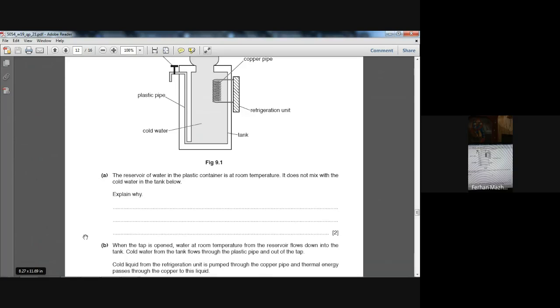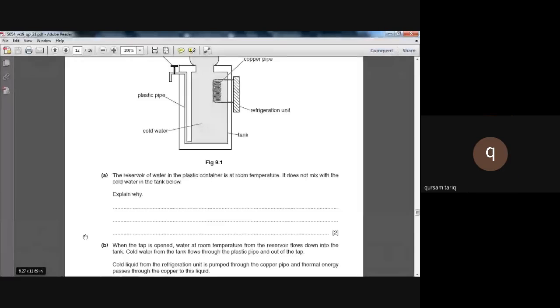Why are those waters not mixing with each other? The reason is the difference of the density. The less dense material is above and the more dense material is at the bottom. So they will not mix, because the more dense material does not go above the less dense material.